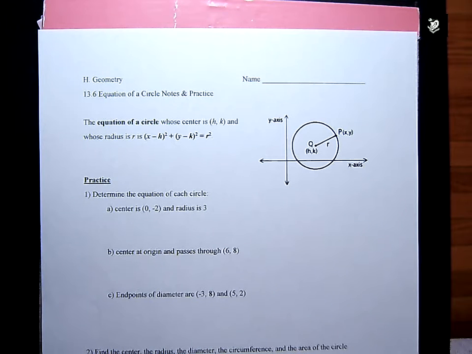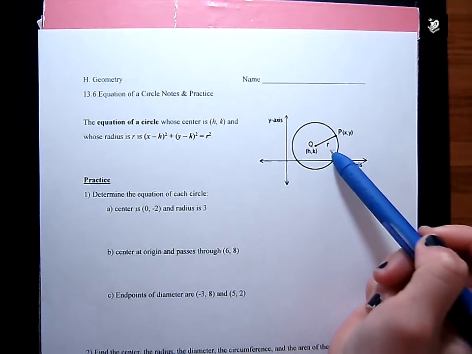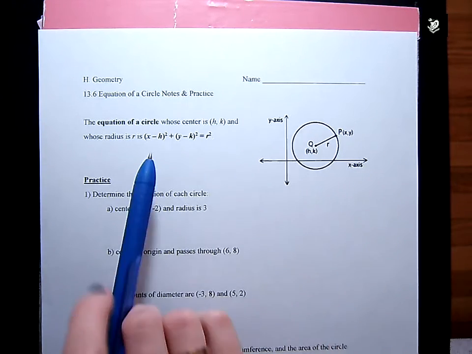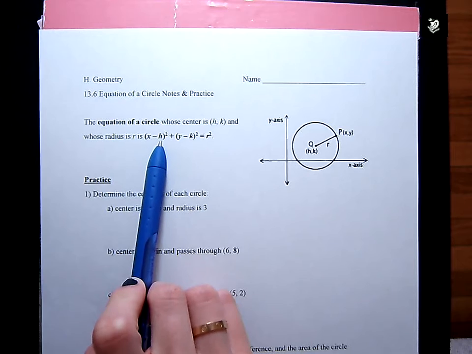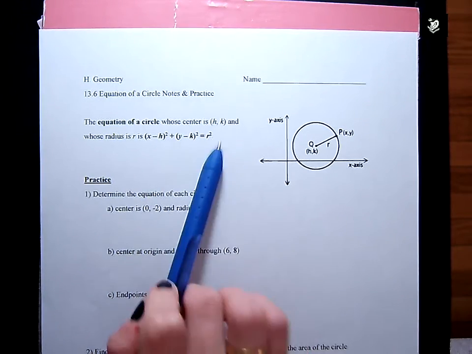All right, last lesson that focuses on circles for a little while. This is it. So this actually isn't part of chapter 10. This is in chapter 13. So 13.6 focuses on the equation of a circle. So the equation of a circle, whose center is represented by the letters H and K, and has a radius using the letter R, has this formula. X minus H squared plus Y minus K squared equals R squared.